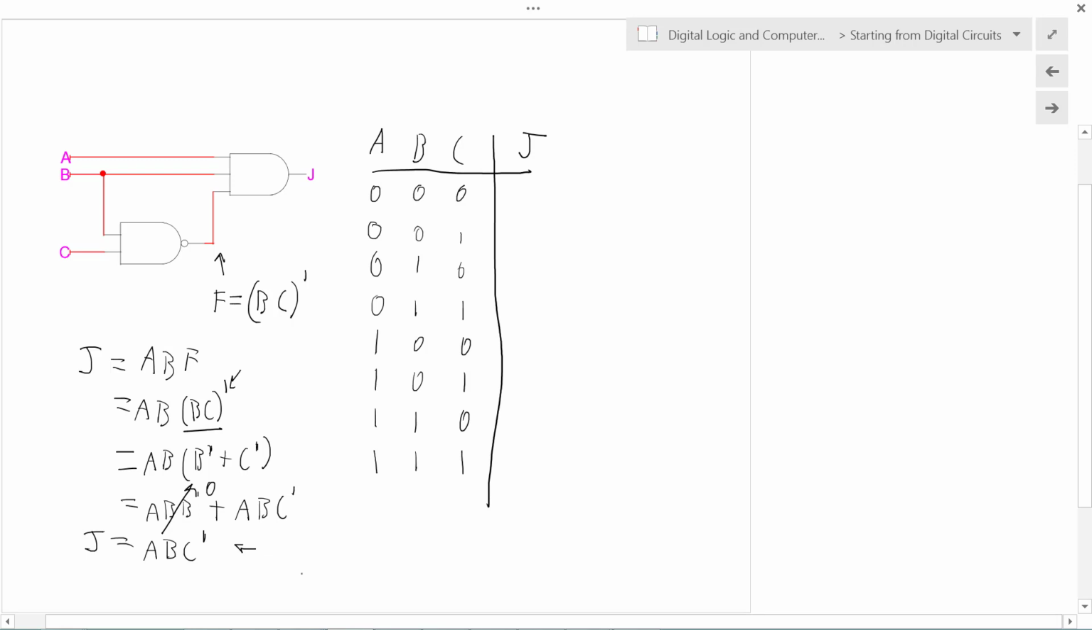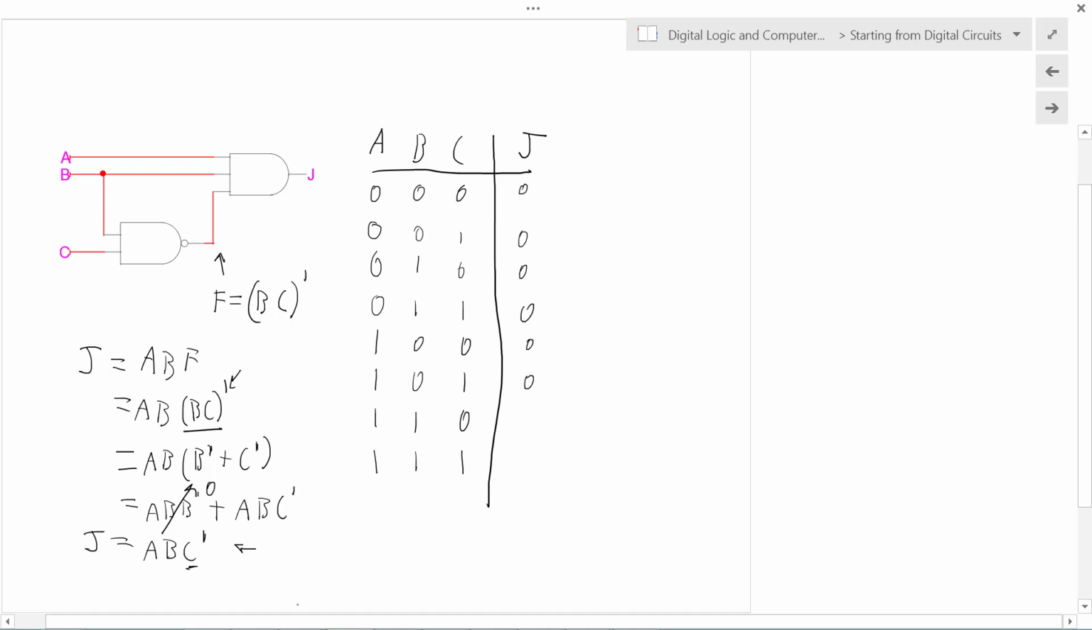If A is equal to 0, then J is equal to 0. So we can already zero out these 4. If B is equal to 0, then J is going to be equal to 0 again. So we'll single those out.